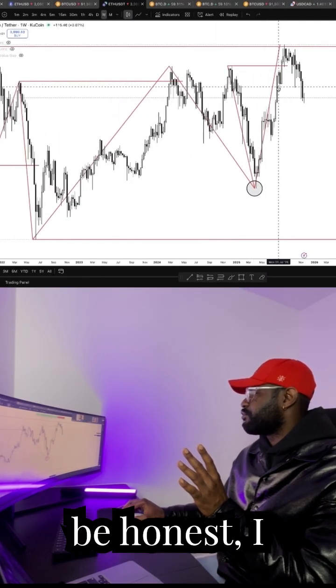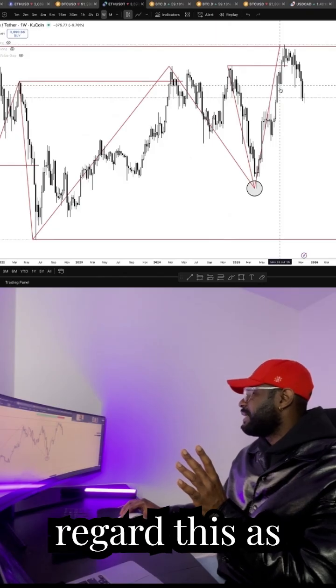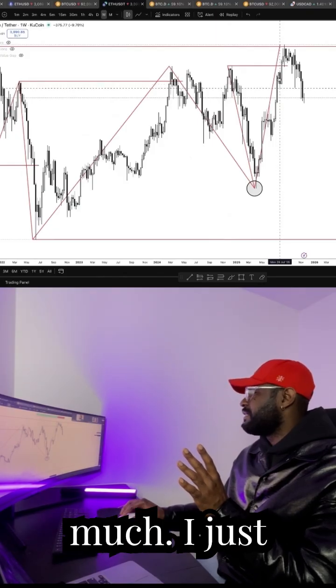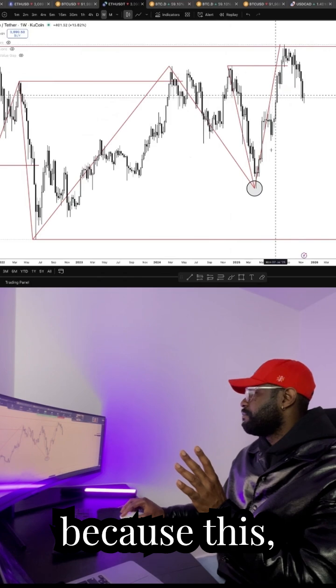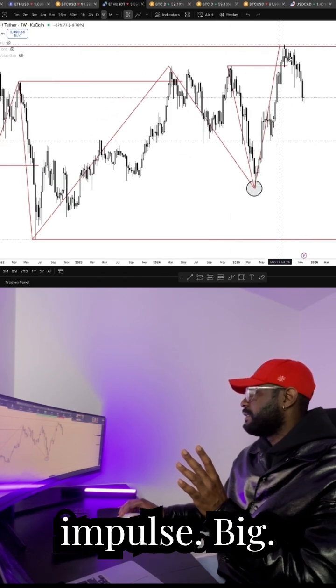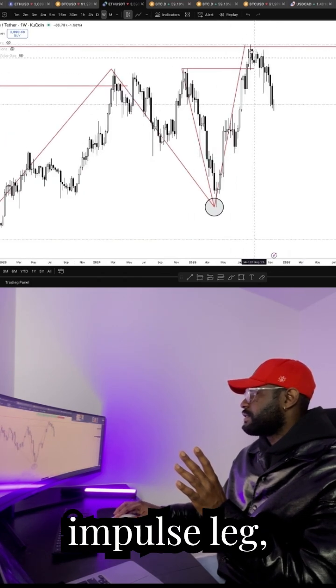Now, if you go to weekly, you will see that I wouldn't really regard this as a break of structure, to be honest. I don't even regard this as a low that much. I just think this is a retracement, because everything here is one impulse leg. Everything here is one impulse leg.